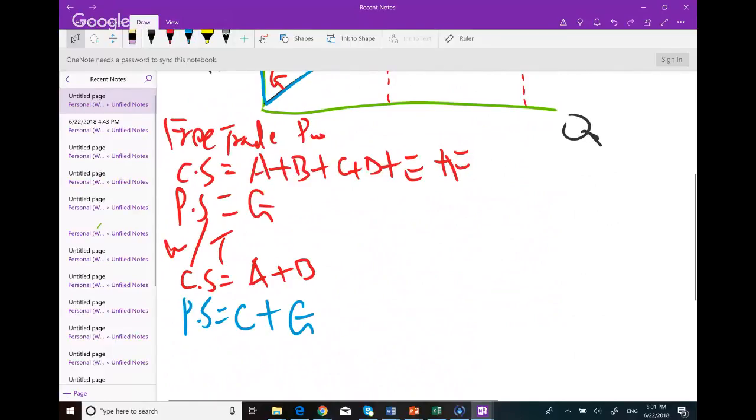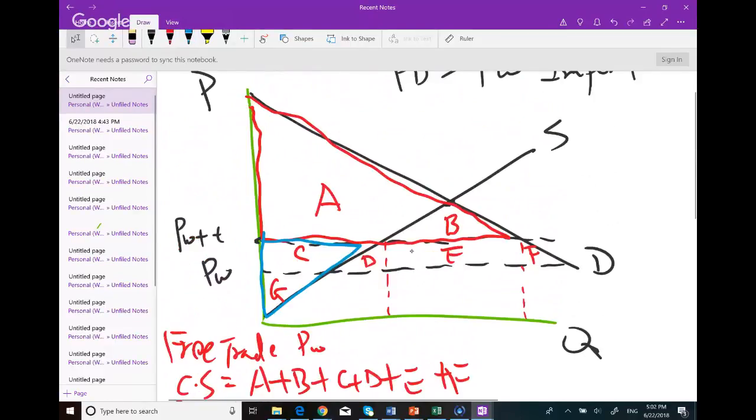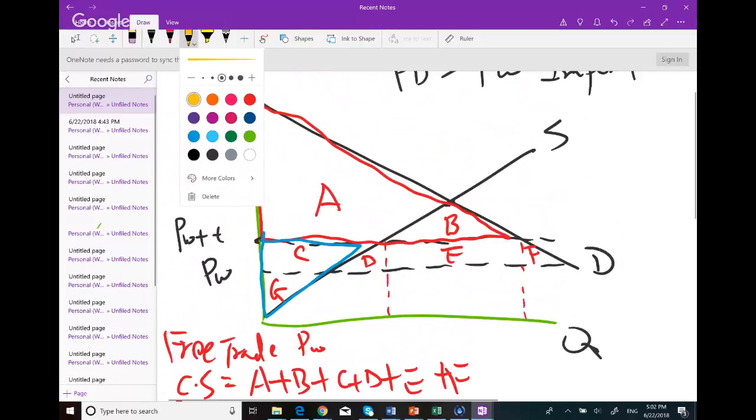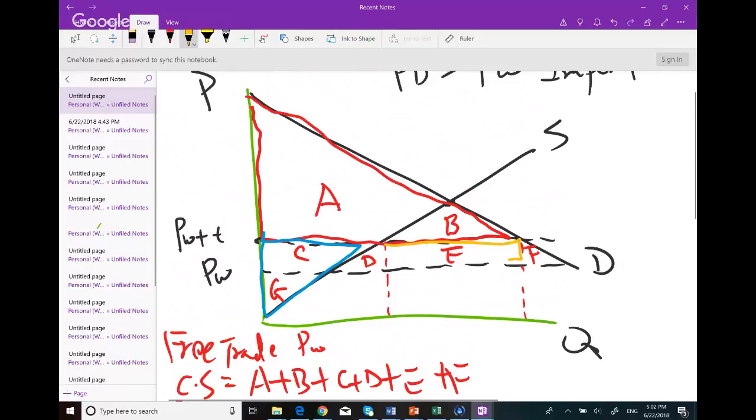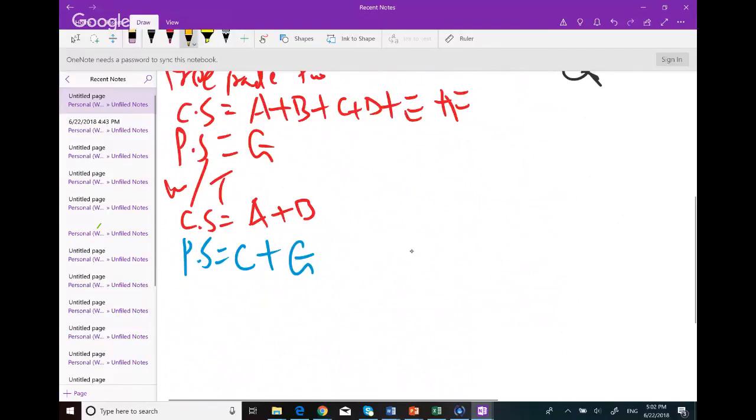Which leaves us with D, E, and F. Area E, that's our government tax revenue, so tariff revenue. So the government gets area E. Don't use G, I already used G before. Terrible handwriting. Government gets area E.